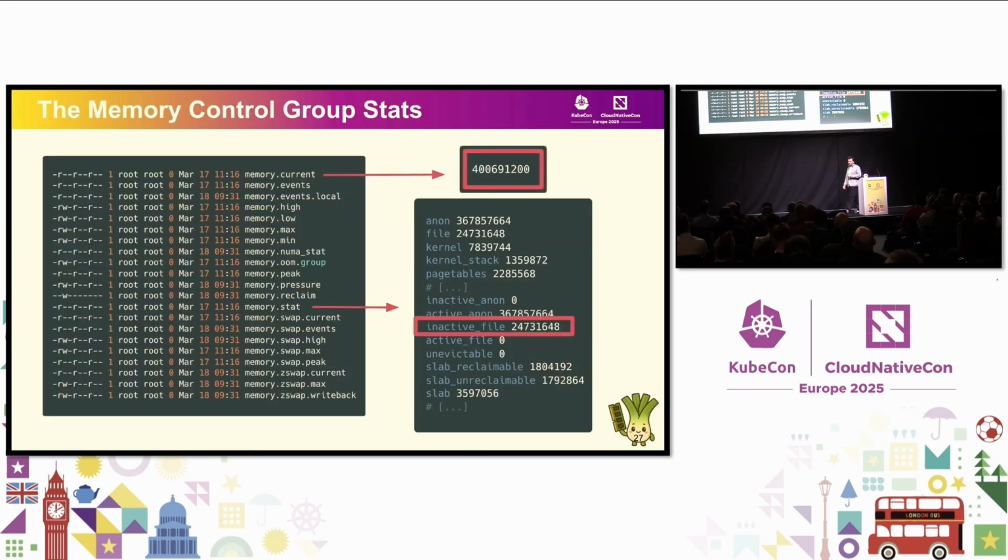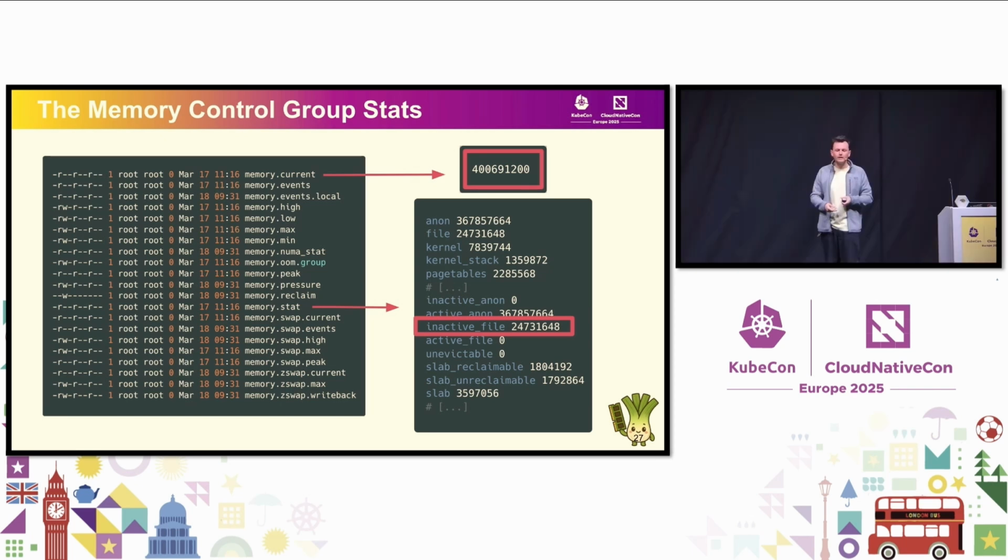But anyway, if we zoom in on this, because we are interested in memory, we will see a bunch of files for memory. Some of them are read-only, some are read-write, and some are write-only. So the idea again is that the kernel will expose some statistics through these read-only files. And you can also set a memory max, a memory min, some kind of boundaries to ask the kernel to enforce those things for you.